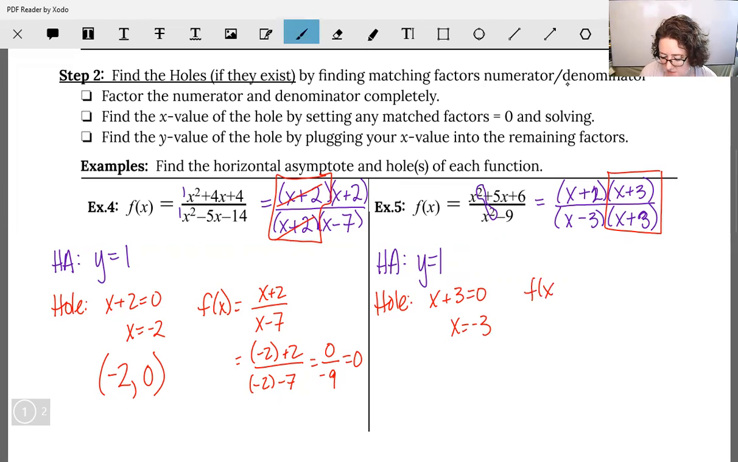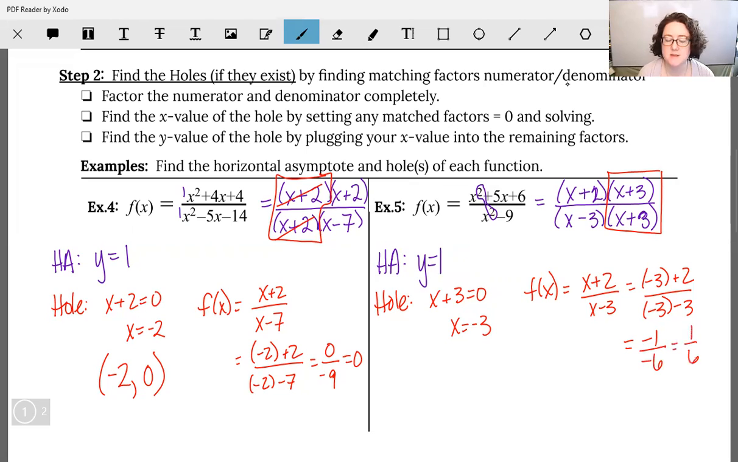Now I need to find where that hole physically would be on the graph. Simplifying out our factors that matched up, we're left with (x plus 2) over (x minus 3). Plug in that negative 3. So negative 3 plus 2 in the numerator, negative 3 minus 3 in the denominator. We're looking at negative 1 over negative 6, otherwise known as 1/6. So our hole would actually occur at the point negative 3, 1/6.